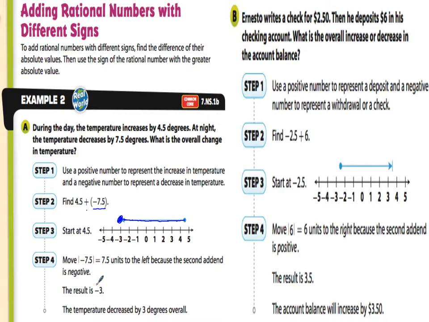So remember, to do that, I actually subtract. I take the absolute values and I subtract them. But since negative 7.5 has a larger absolute value, I know my answer has to be a negative 3.